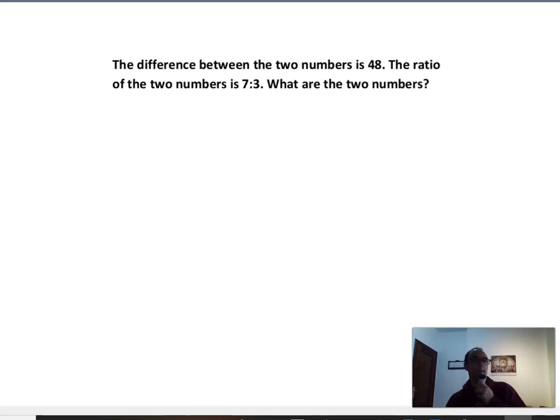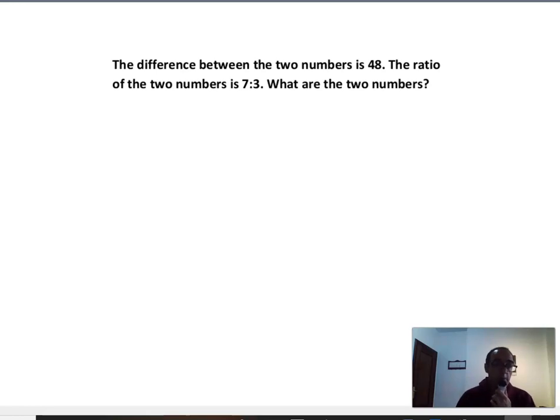Hi guys, here we have new problems from your worksheet, and Paula asked me about problem number 2. It says the difference between the two numbers is 48. The ratio of the two numbers is 7:3. What are the two numbers?